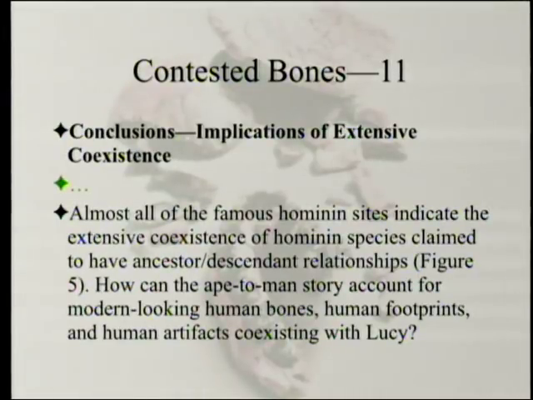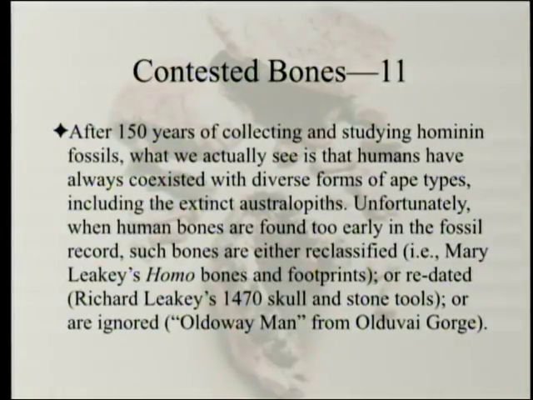Skipping the first paragraph, almost all of the famous hominin sites indicate the extensive coexistence of hominin species claimed to have ancestor-descendant relationships. Figure 5. How can the ape-to-man story account for modern-looking human bones, human footprints, and human artifacts coexisting with Lucy? After 150 years of collecting and studying hominin fossils, what we actually see is that humans have always coexisted with diverse forms of ape types, including the extinct Australopiths.